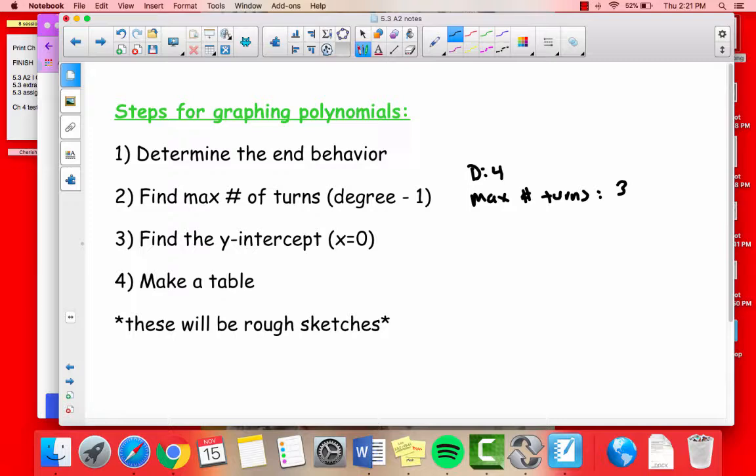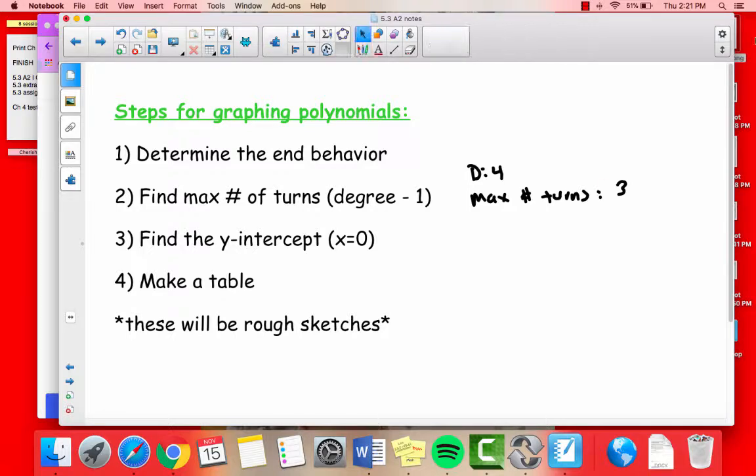And then lastly, which I would say is the longest part, is just making a table. You're going to pick positive and negative values, maybe even some fractions, plug them into your equation, and plot the points. And remember, there's not going to be any set amount of points I'm going to tell you that you have to have, because every graph is going to be a little bit different. But the more points that you plug into your equation, the more accurate your graph is going to be, and hopefully the better shape you're going to get out of it.